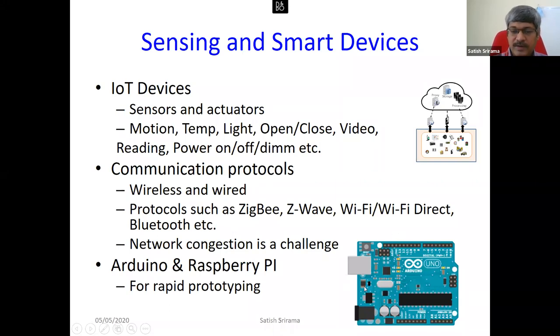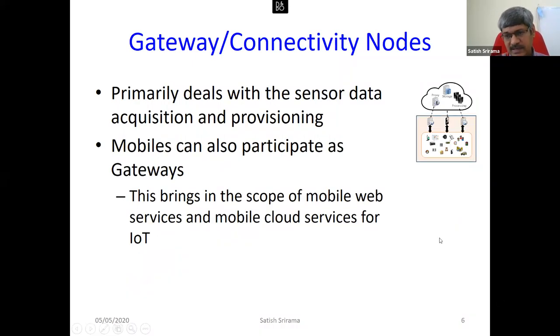And there are also microcontrollers using which you can do some sort of rapid prototyping. This is also something we discussed in detail yesterday. So now I hope you are all clear with these things: what sensors are, what smart devices are, and what these microcontrollers are. Now comes the next layer. Here are the sensors, and these sensors communicate with the gateway layers.